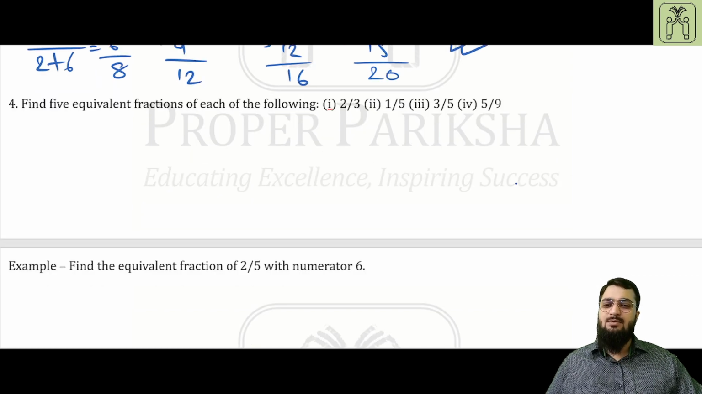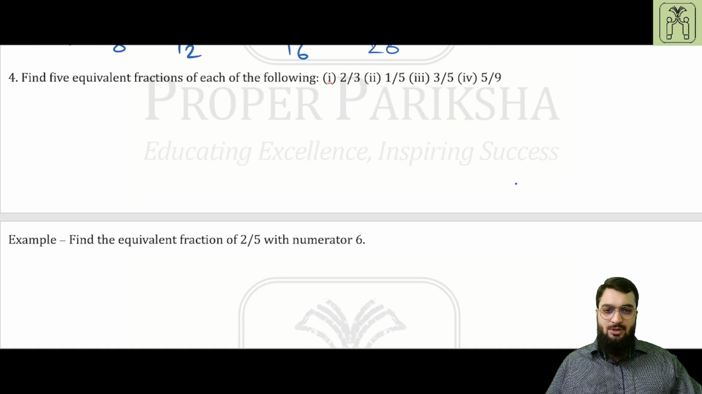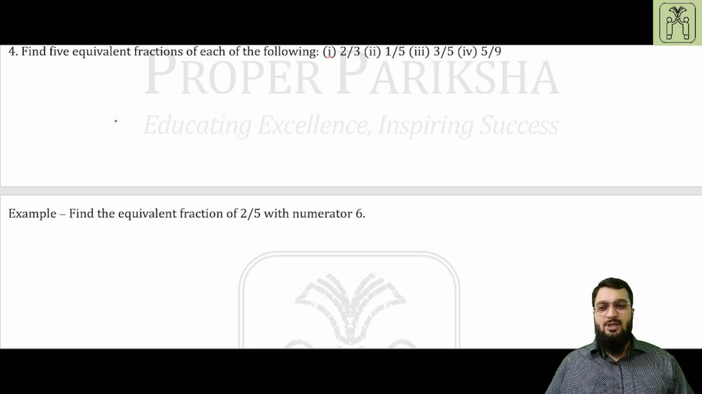Find 5 equivalent fractions of each of the following: 2 upon 3, 1 upon 5, 3 upon 5, and 5 upon 9. So we have to write 5 equivalent fractions of each of the following.